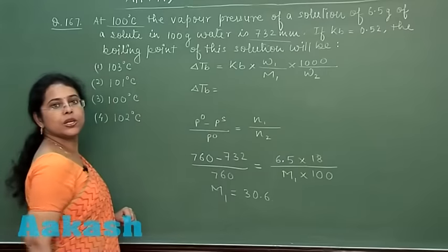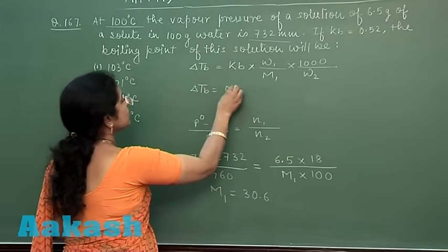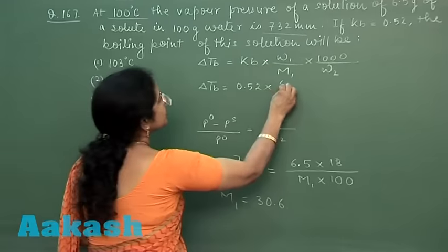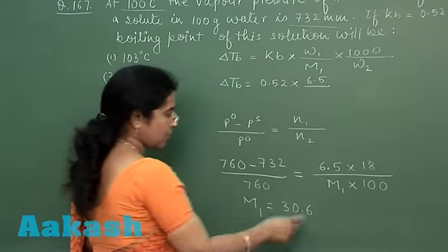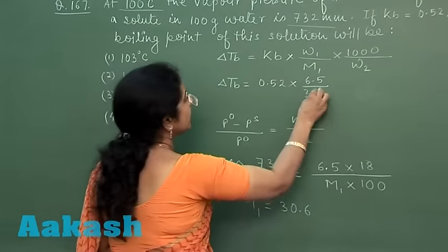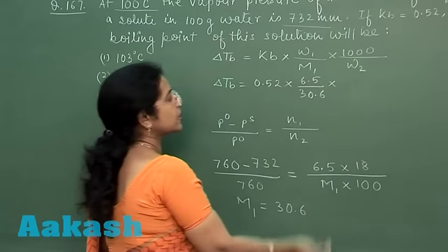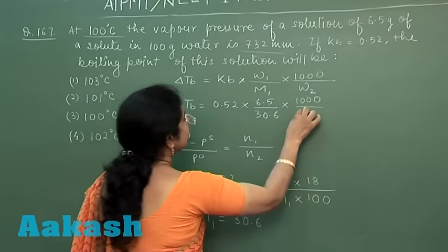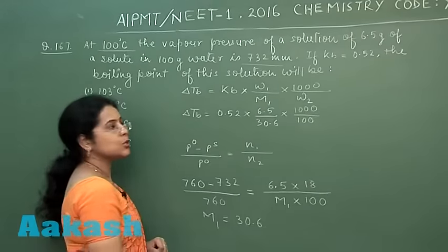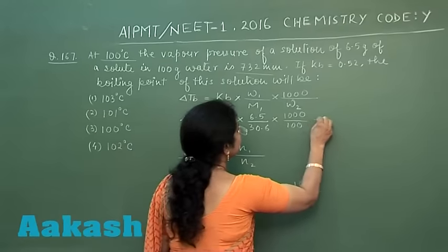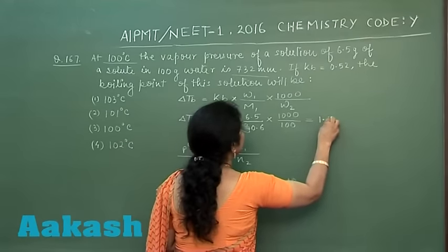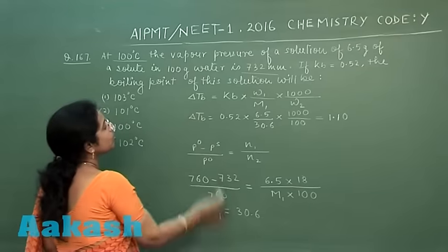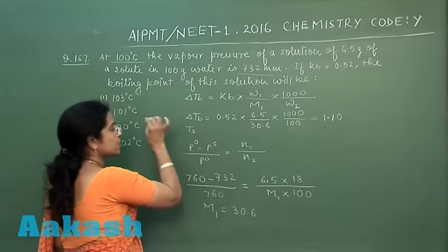So delta Tb, Kb is given in the question. This is 0.52. Mass of solute 6.5 gram. Molecular mass we calculated, that is 30.6 gram into 1000. Mass of solvent is given 100. So here delta Tb is coming 1.10, and we need to calculate the boiling point of solution.